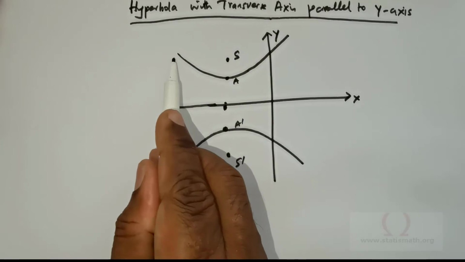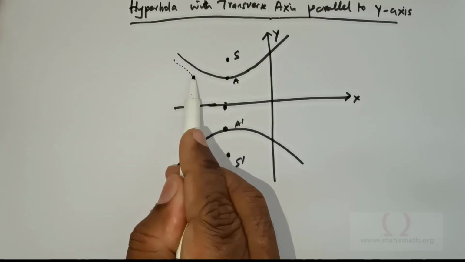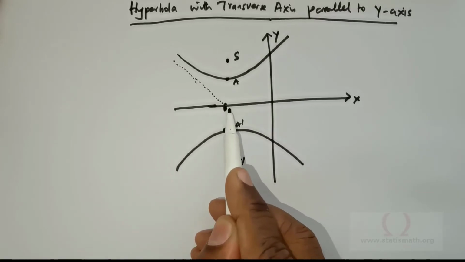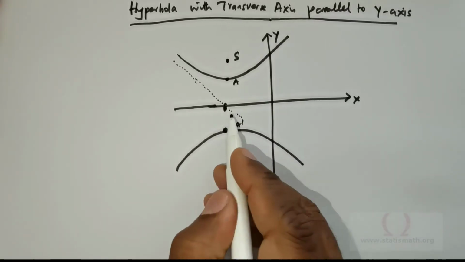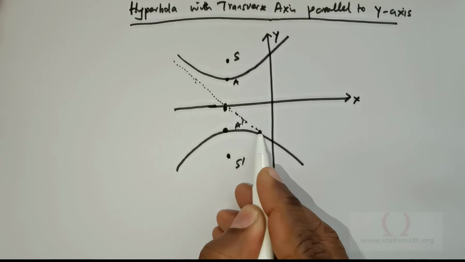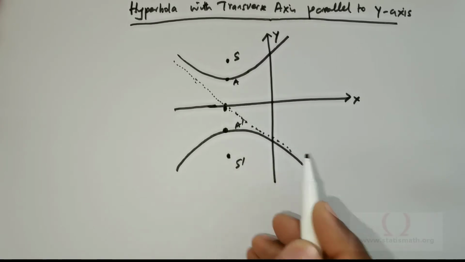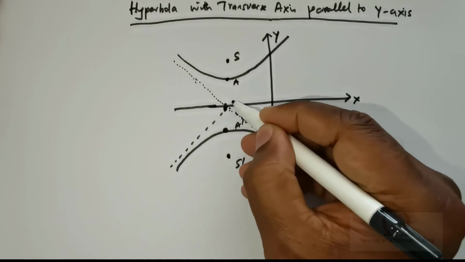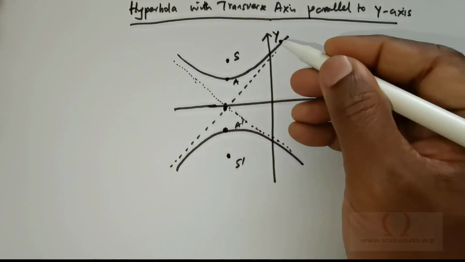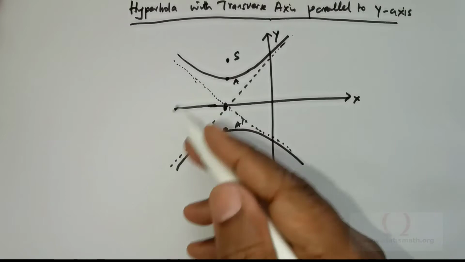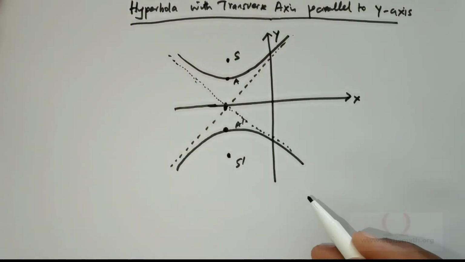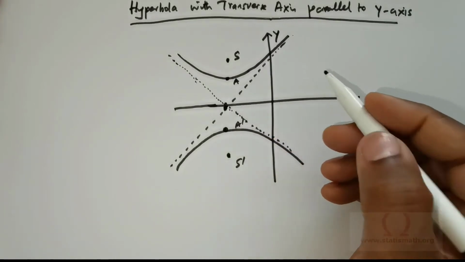Now I want to draw the asymptotes. The asymptotes are straight lines that pass through the center of the hyperbola but never touch these curves. So the asymptote is flowing like this, and similarly the other asymptote is flowing like this. They are straight lines that never touch the curves.